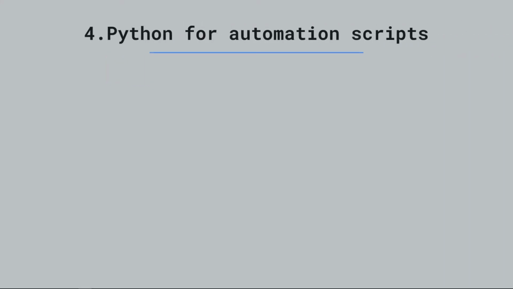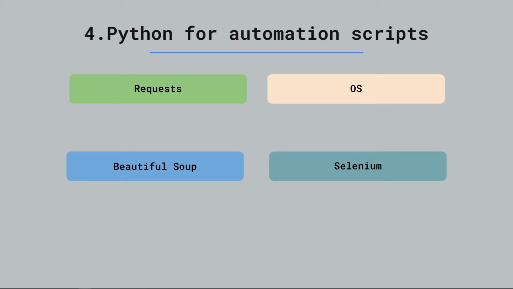With Python, you can automate boring tasks to give you more time for other things. Some Python modules that can be used for automation scripts are the OS module, which is used for interacting with the operating system, the requests module, which is used for sending and receiving HTTP requests, Selenium for web browser automation, and Beautiful Soup for parsing HTML and XML documents.